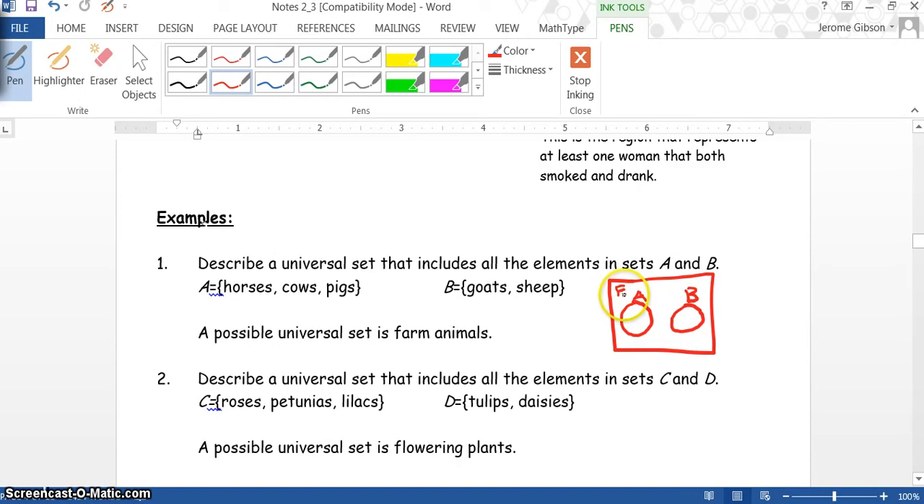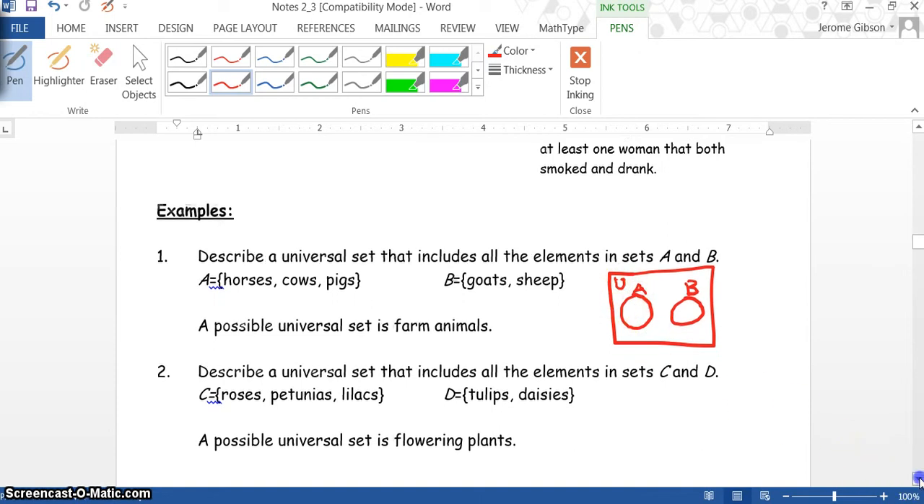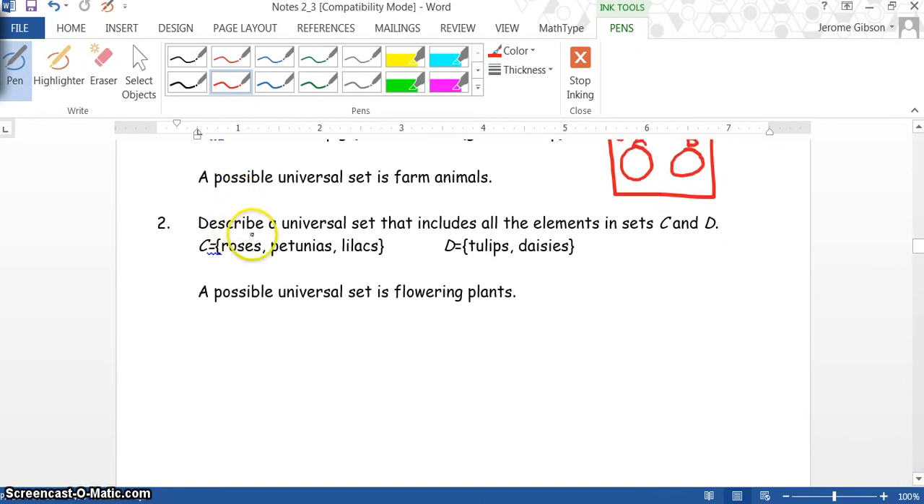I would like to make one little change here. Instead of using F to represent the universal set, let's stay uniform and use the U like we did in all the other sets, and that will represent the universal set. Okay, now we come down here to number 2.